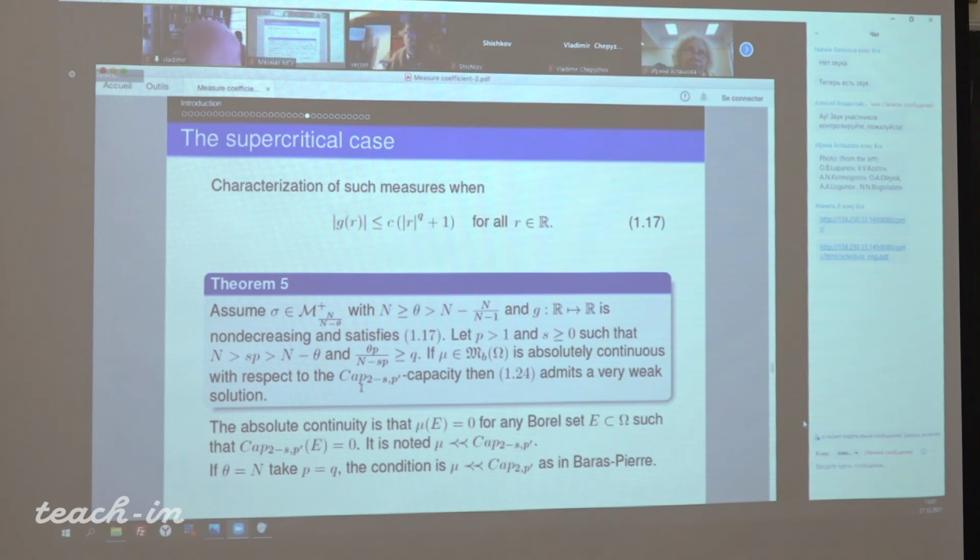Okay, this is a bit complicated. This is very technical and probably not optimal. But the only interesting case is theta equal n. We can take p equal q. And then we recover the bound.